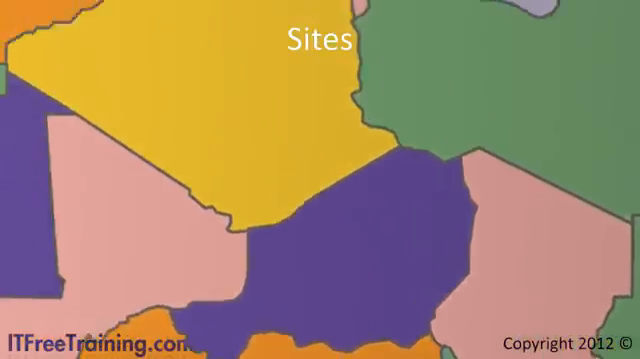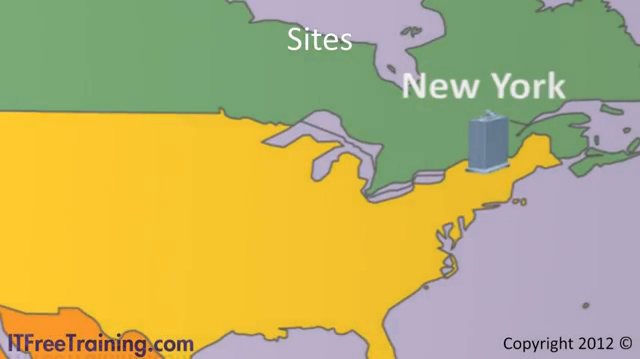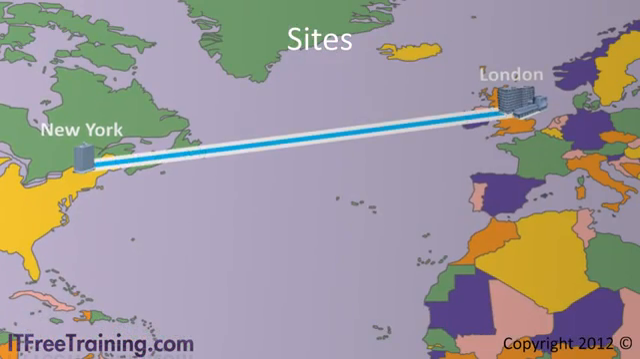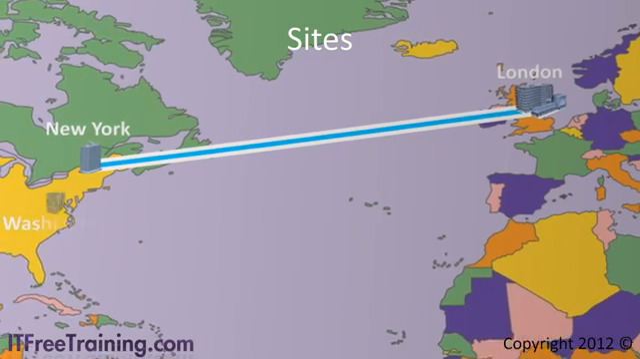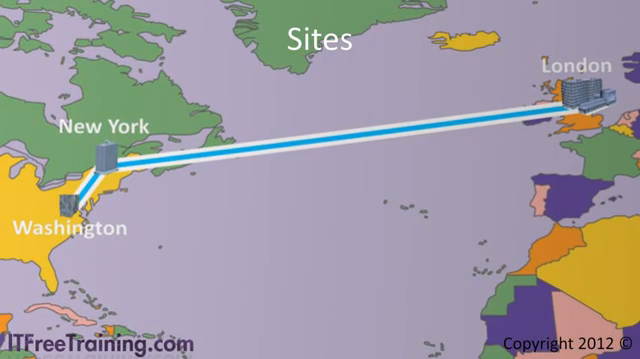Consider this. If you had an office in New York and another office in London networked together, it would make sense for them to replicate off each other. If you had another office in Washington connected to the New York office, it would make sense for the Washington office to replicate changes from New York. It would not make sense for Washington to replicate changes from London. Any changes from London would be replicated to New York and then passed on from New York to Washington. Using sites in Active Directory, you can achieve this kind of result quite easily.